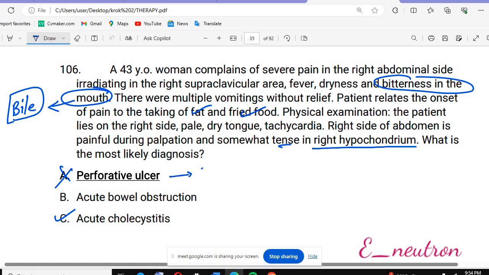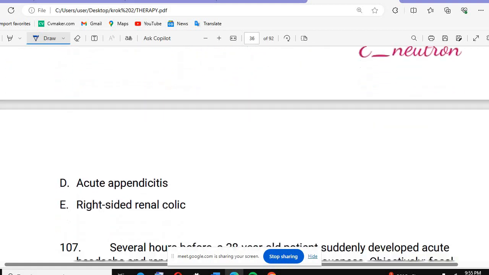In a perforated ulcer, you will see bleeding, and the patient will have some hemoptysis, hematemesis. All these things would be there, but here nothing has been mentioned. They have mentioned simply bitterness in the mouth and pain in the right supraclavicular area, which is a sign of acute cholecystitis. And the patient gave a history of fatty and fried foods, which is what we see in a case of acute cholecystitis.